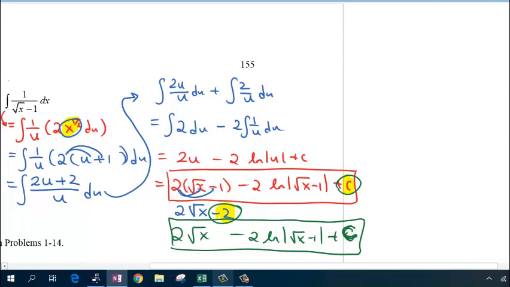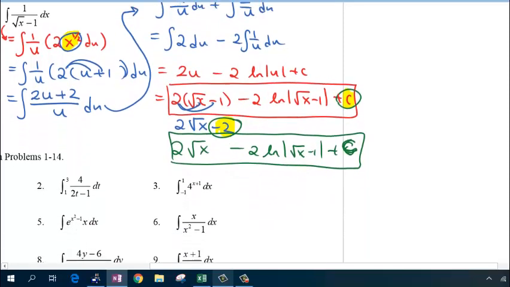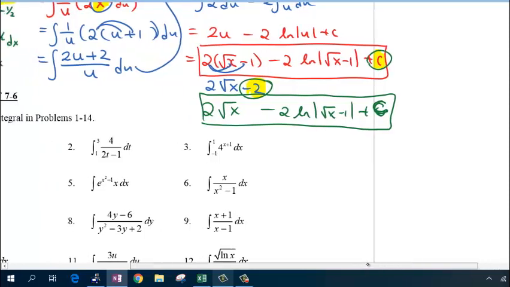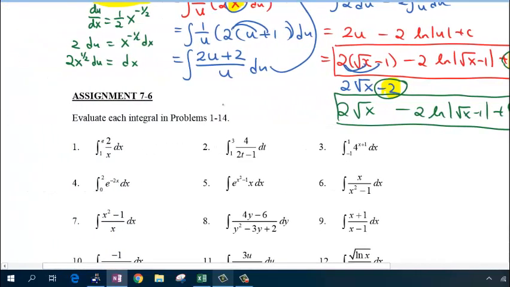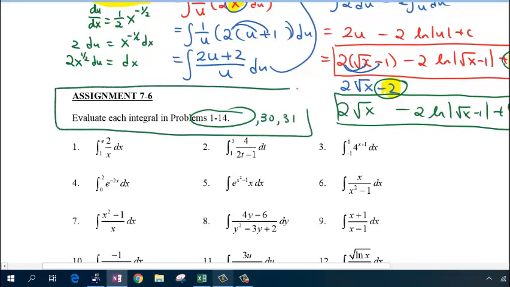Okay. Integration much more trickier. I would like you to try more problems. Yes, do all 1 to 14 for sure. Please do those. But not only that, also try questions 30 and 31. That's your assignment. Get to work. See you in class.